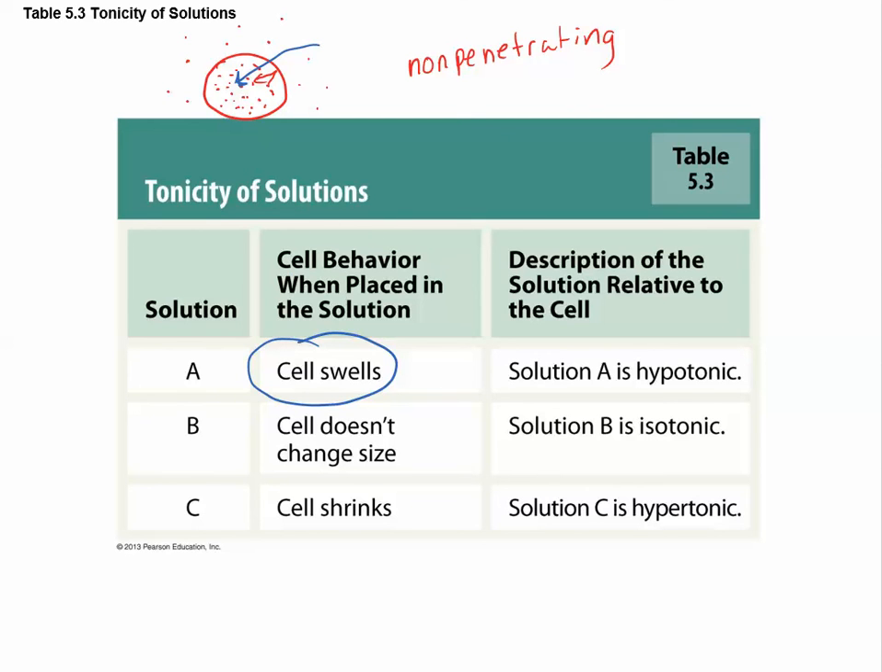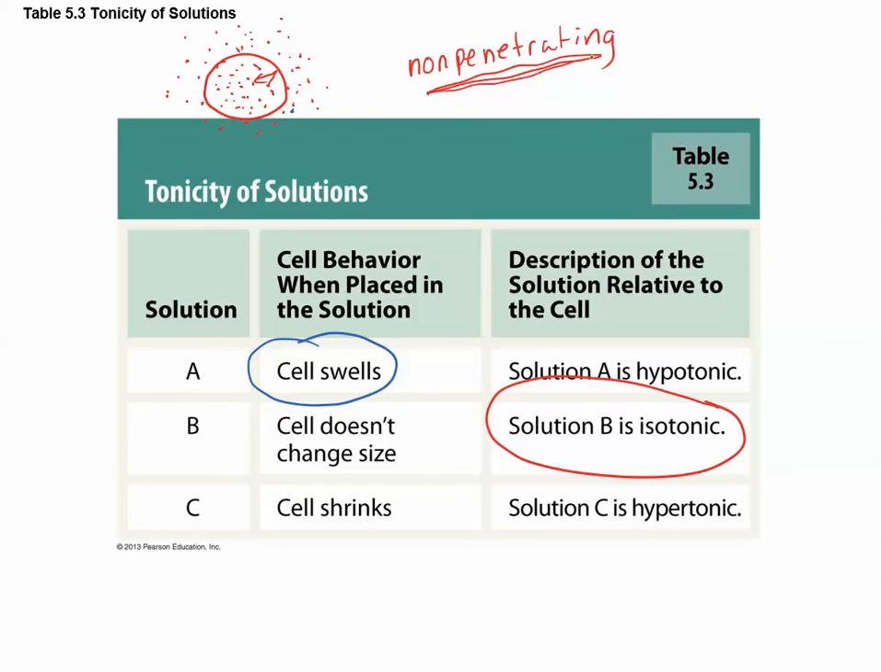If it's isotonic, that means that the concentration inside and out is the same. So there's going to be no net movement of water, and the cell is not going to change in size. And that's what we want when we give IV fluids, unless they're dehydrated or something like that. We try to just give an isotonic solution. We want the same concentration of non-penetrating solutes inside and outside.